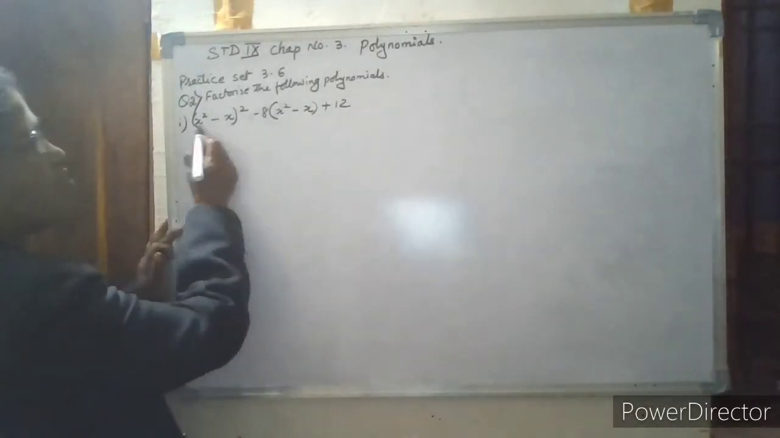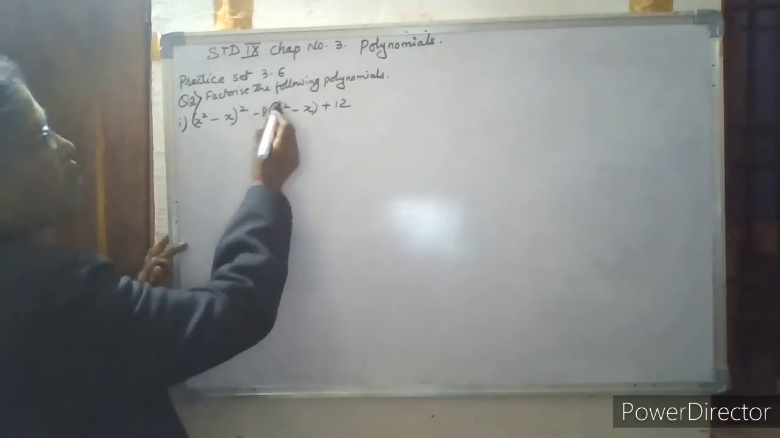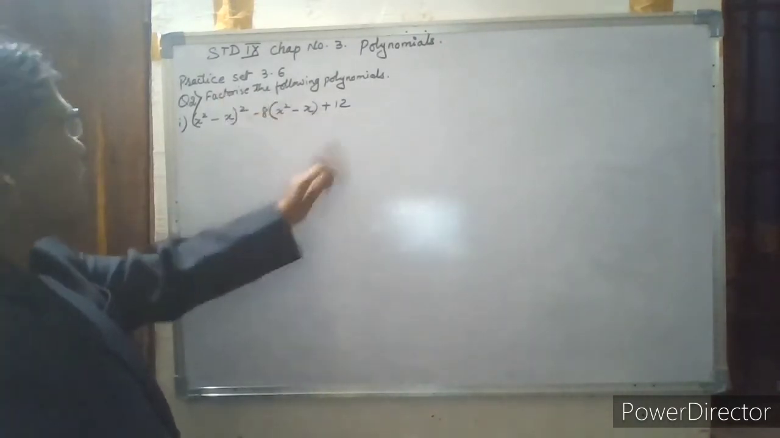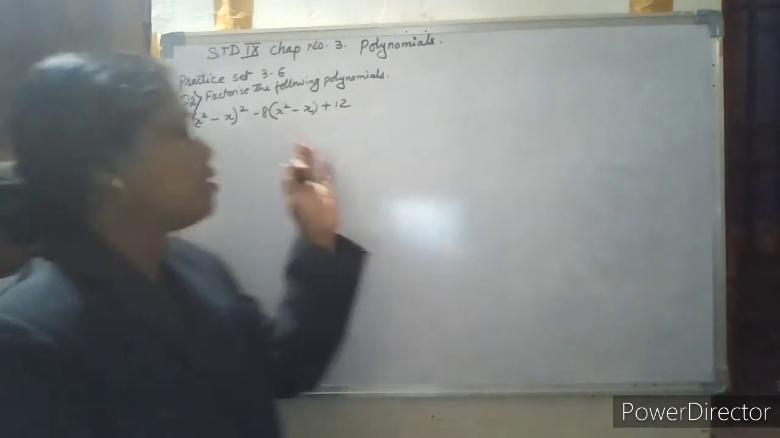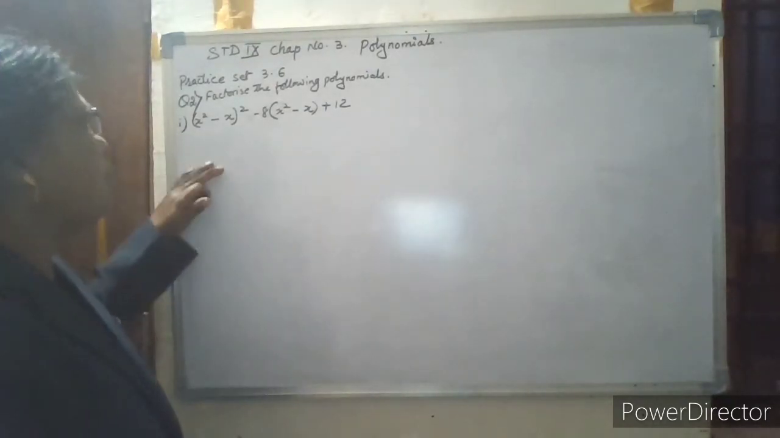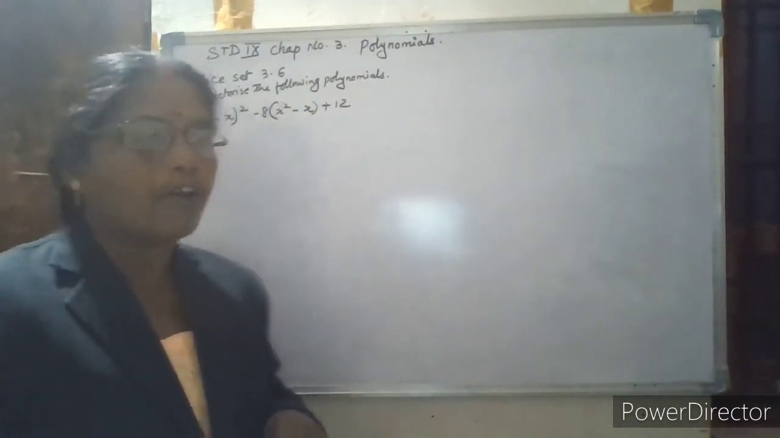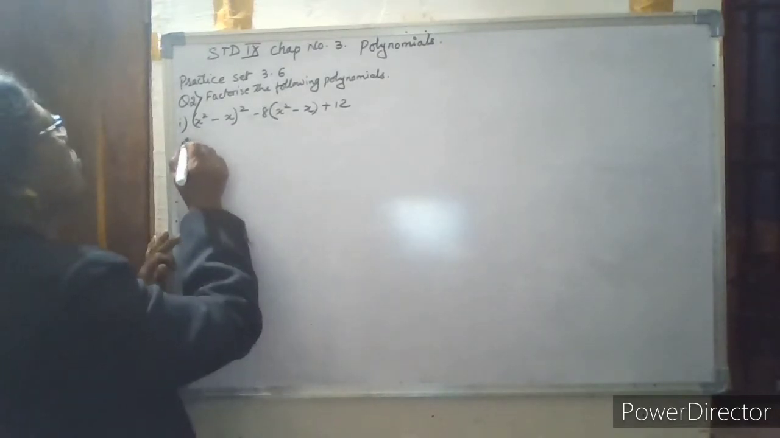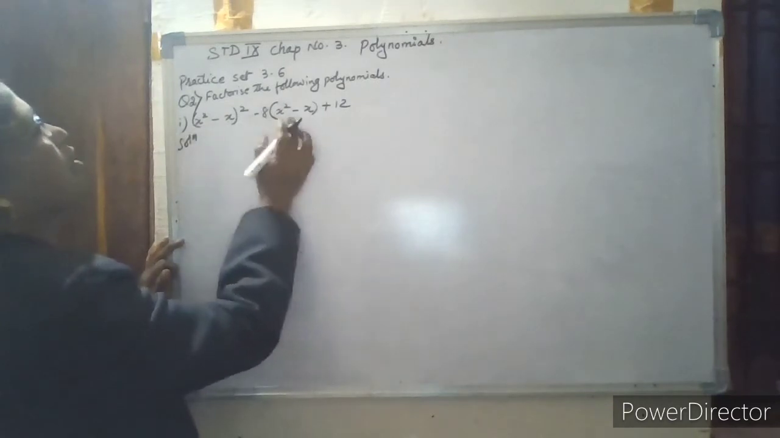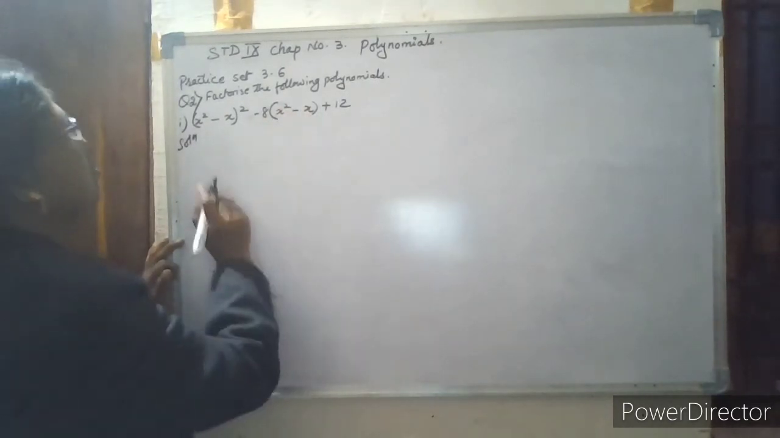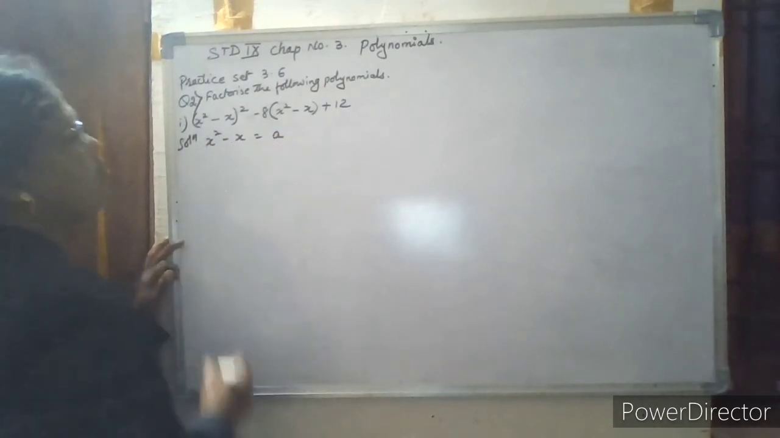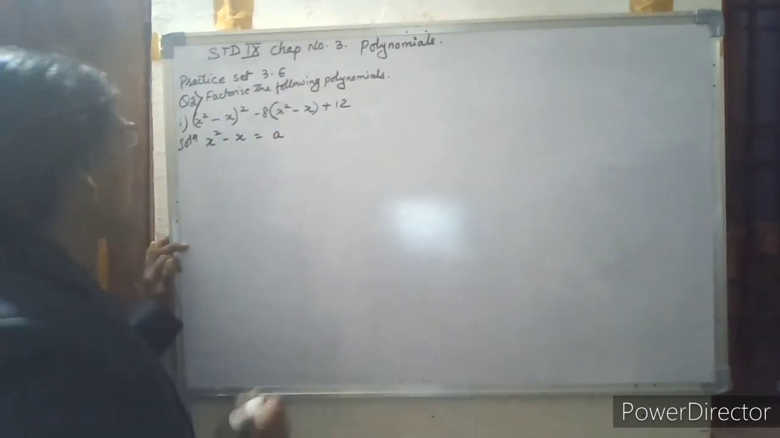(x squared minus x) the whole squared minus 8 into (x squared minus x) plus 12. We have to factorize this polynomial. This is a quadratic polynomial, but in this form it is very difficult to factorize. So we will bring it into a simple quadratic polynomial. You can see that x squared minus x repeats, so let us take x squared minus x equal to a, or any other variable you take other than x.